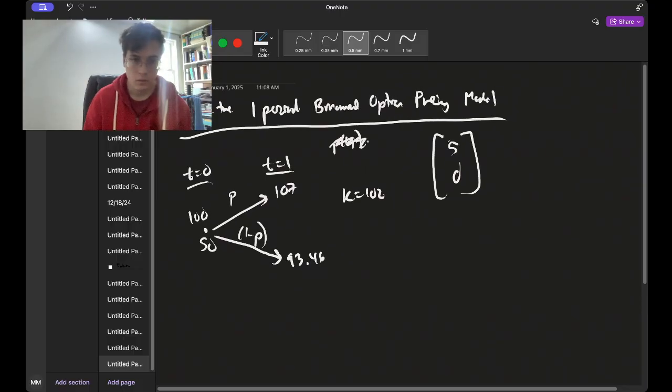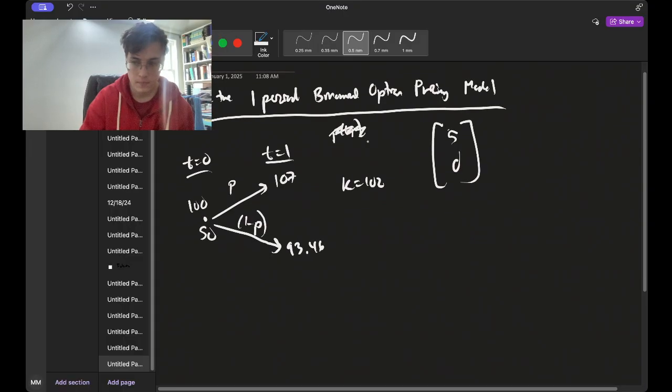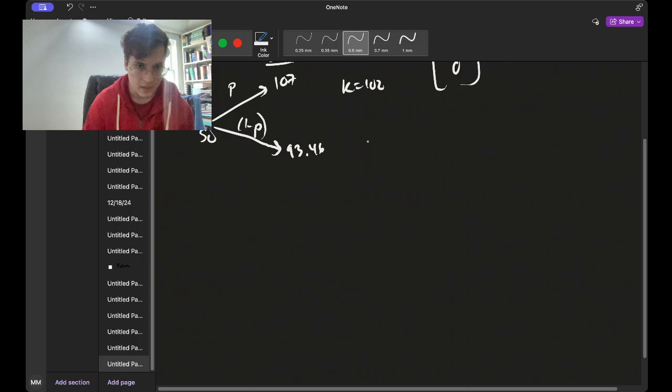However, it turns out we actually don't need any of this expected value stuff. It turns out we can construct a replicating portfolio. So let me write that down. Replicating portfolio. Let me give you the two options for a replicating portfolio.